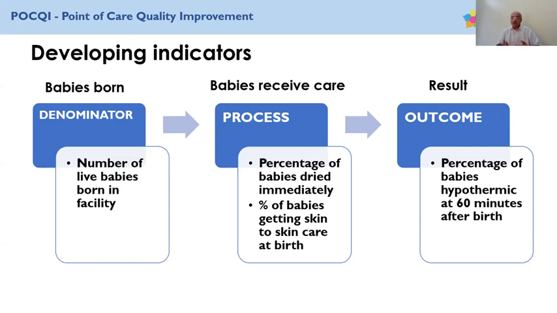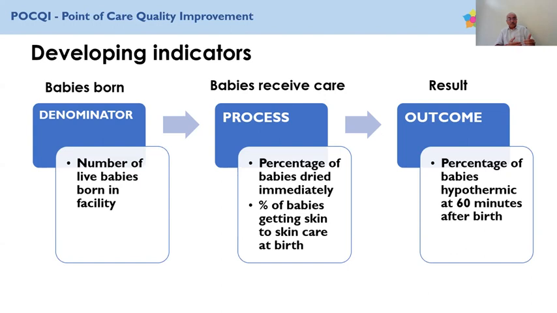Now, 60 minutes means 1 hour of life. So the number of babies who were detected as hypothermic at 60 minutes of life would be the numerator, divided by the total number of babies delivered, into 100, would give you the percentage of babies hypothermic at 1 hour. And this would become the outcome. So this outcome can be related to two processes, as we saw in this slide. One would be immediate drying, that is one process, and the other would be skin to skin care with the mother after birth.